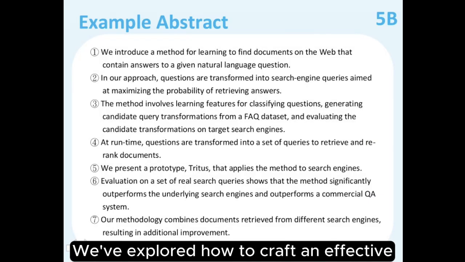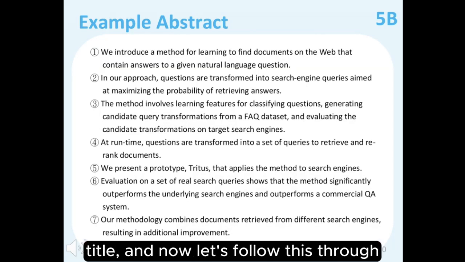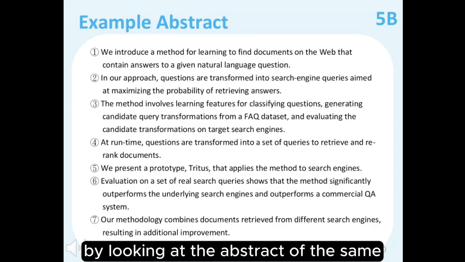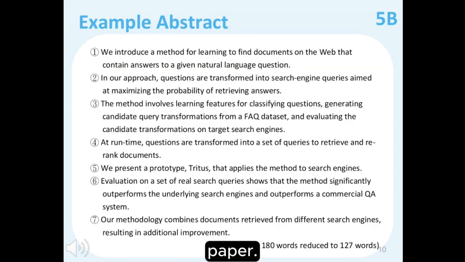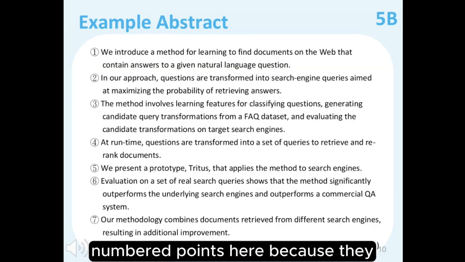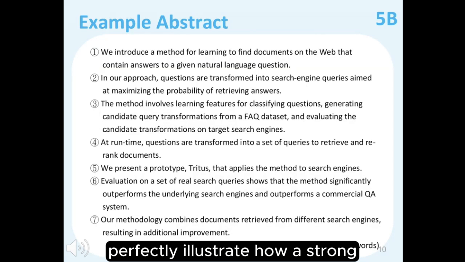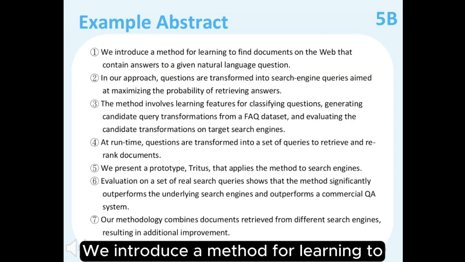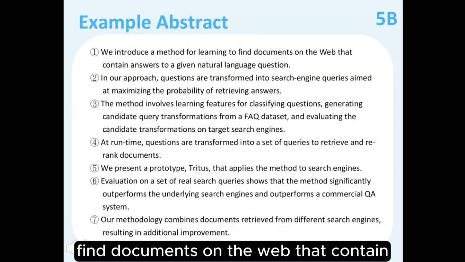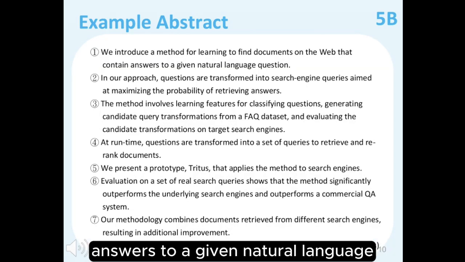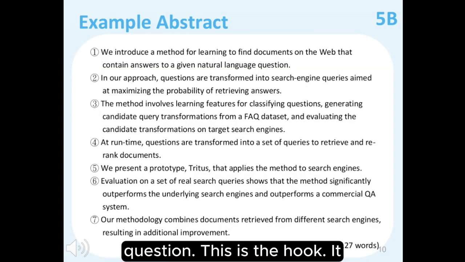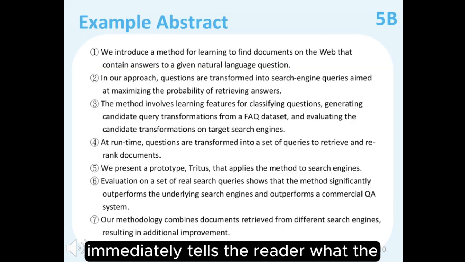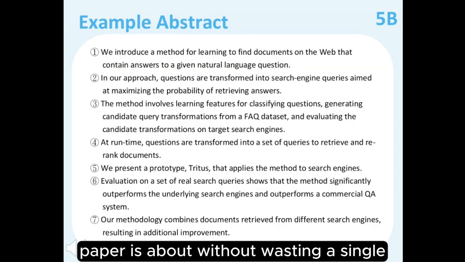We've explored how to craft an effective title, and now let's follow this through by looking at the abstract of the same paper. I want you to walk with me through the numbered points here because they perfectly illustrate how a strong abstract is built step by step. Start with number 1. We introduce a method for learning to find documents on the web that contain answers to a given natural language question. This is the hook. It immediately tells the reader what the paper is about, without wasting a single word.